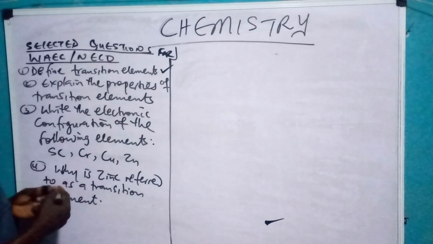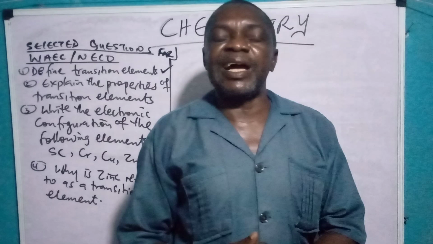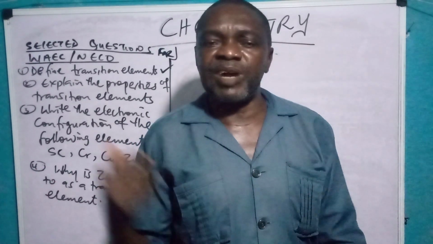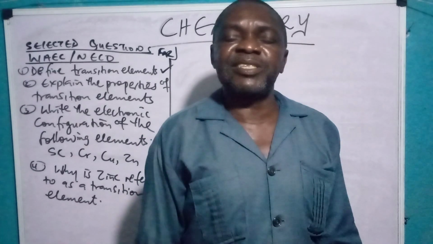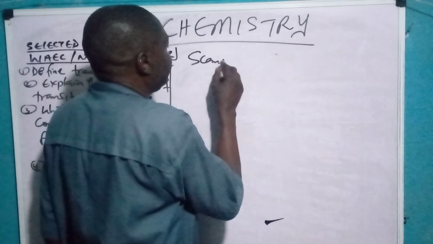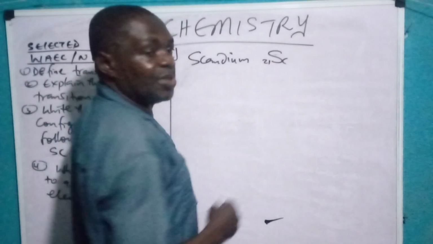Second one, explain the properties of transition elements. Now, we said transition elements are elements that have their d orbital not completely filled. Let me give an example first before I go to the explanation. Let's take the first element, scandium. The symbol is Sc and atomic number is 21.